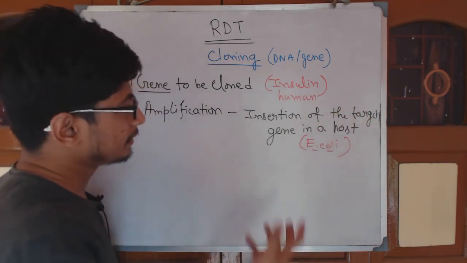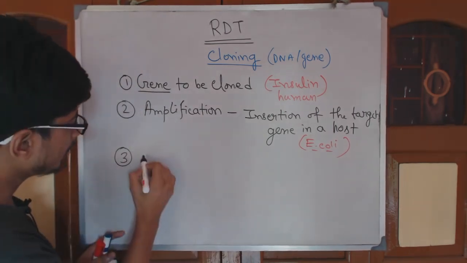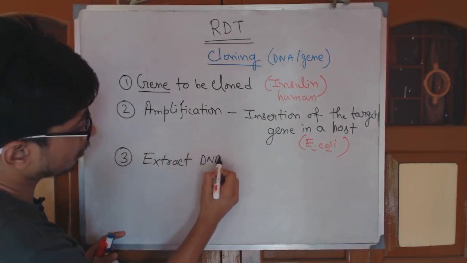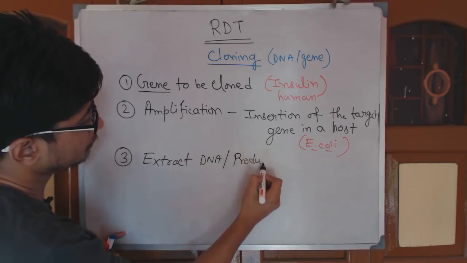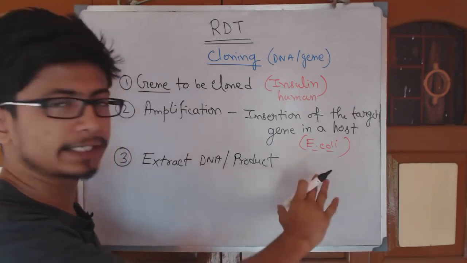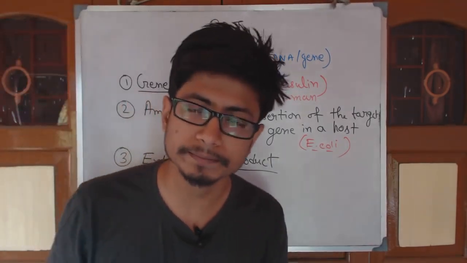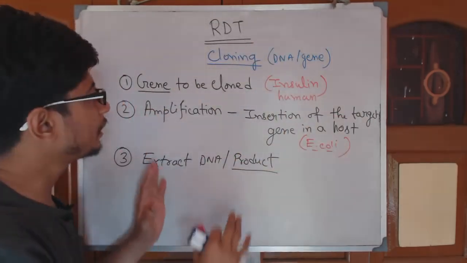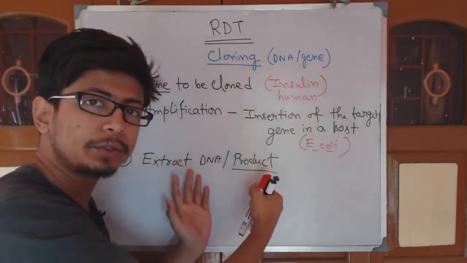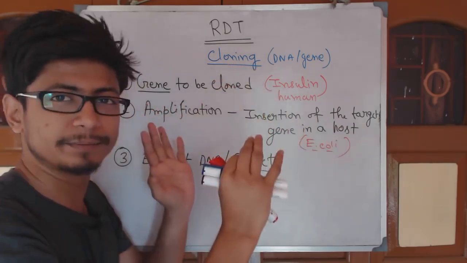And once it is amplified, then the third thing we need to do is to extract the DNA or product, whatever we want, because sometimes we want to insert into the host and make proteins directly. Then we extract the product as a protein. So these are the three major stages. In an overview, you need to have a gene, insert it into a host, amplify, then take out the products. These are the three linear stages from the big picture.